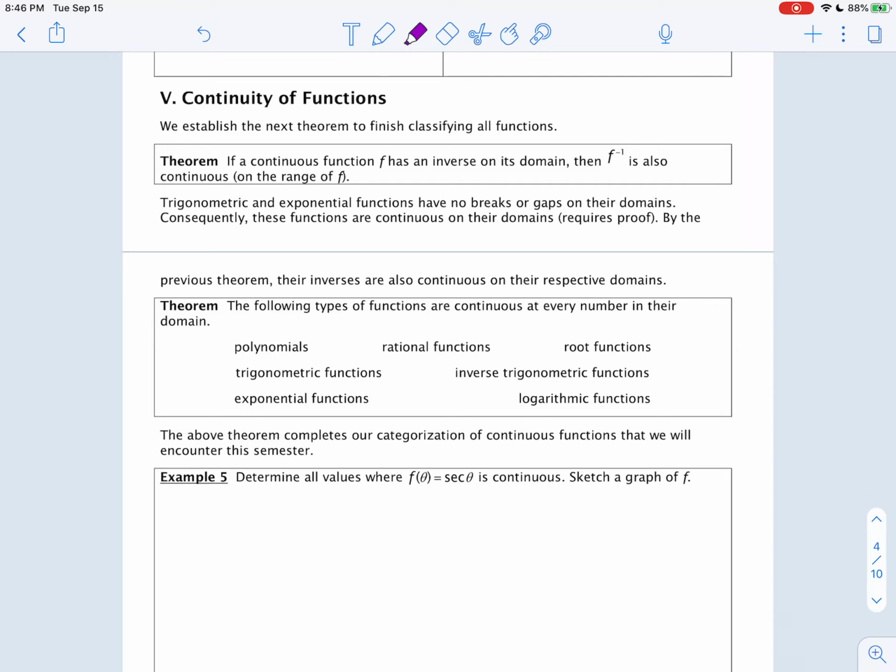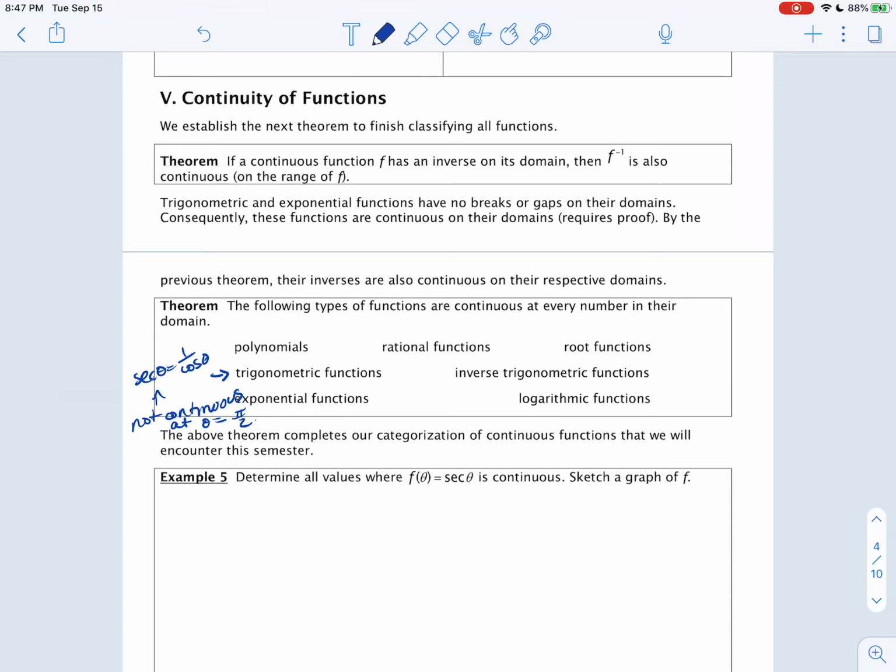For example, secant is equal to 1 over cosine, right? So don't forget, secant theta is 1 over cosine theta, and cosine is equal to 0 at odd multiples of pi over 2. So at pi over 2, 3 pi over 2, 5 pi over 2, 7 pi over 2. Notice that it's not continuous at theta equal to pi over 2, for example. Good. Exponential functions are continuous everywhere where they have a real number output.